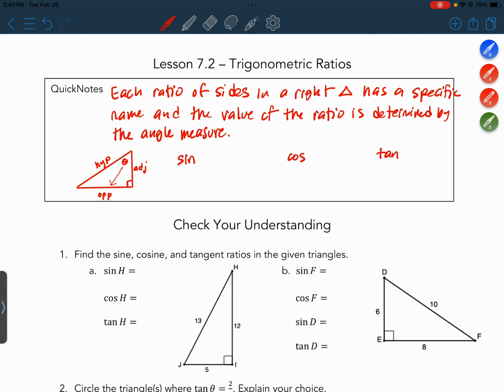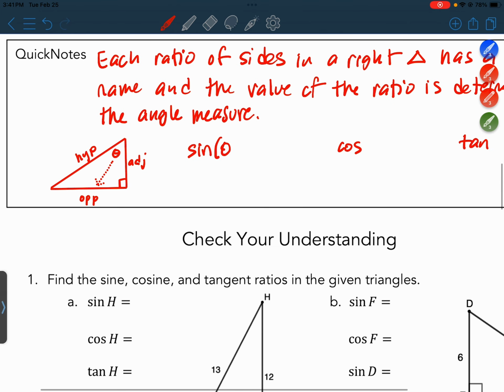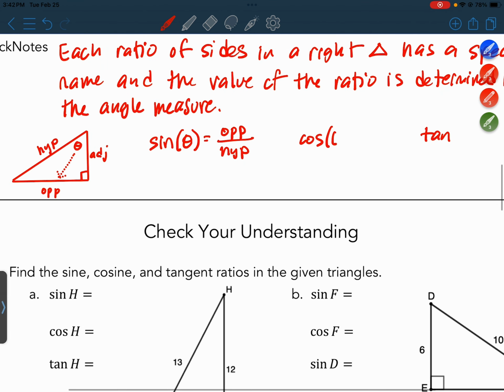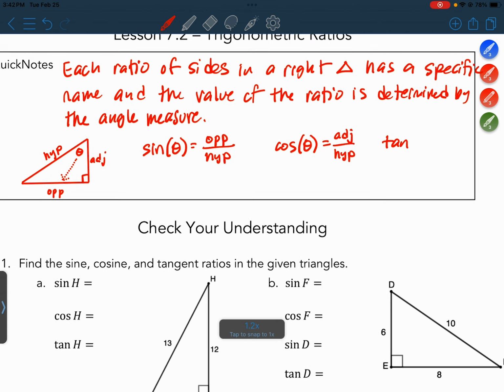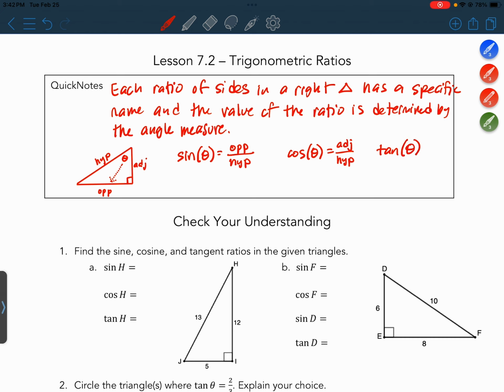And remember, it's the angle that determines the ratio. So if I know the angle measure, then I can figure out the sine ratio. I'm just going to look at the ratio of the opposite side to the hypotenuse. If I know the angle measure, then I can find the cosine ratio, which again, that's going to be the adjacent side to the hypotenuse. And then the tangent ratio can be found if we know the angle, then the ratio will be opposite to adjacent.